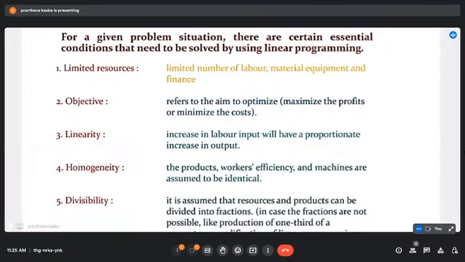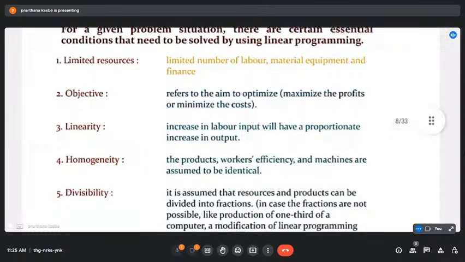Homogeneity: the products, workers' efficiency and machines are assumed to be identical. That is the homogeneity.